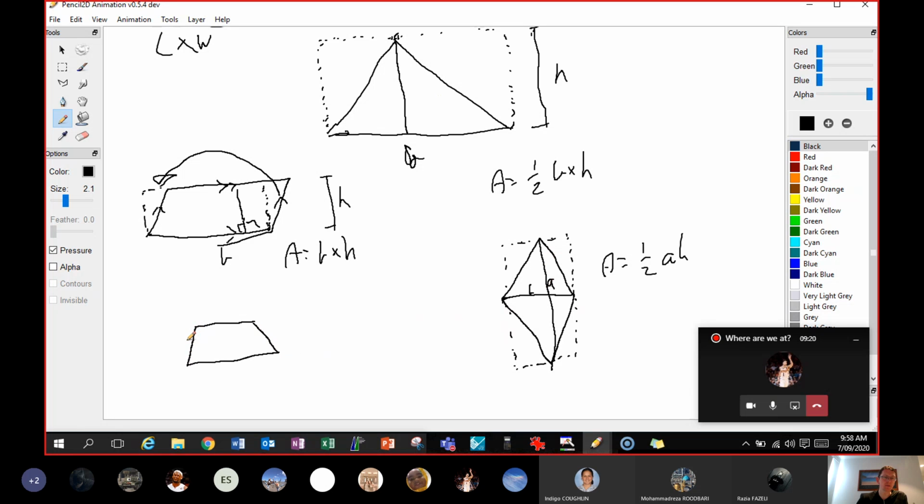There's a couple of ways I can show this. So this would be length A. Let's say this would be length B, and again we've got the height here, H. Now this is a bit different, and it does come for a few reasons. The formula for this one is half of A plus B times the height.